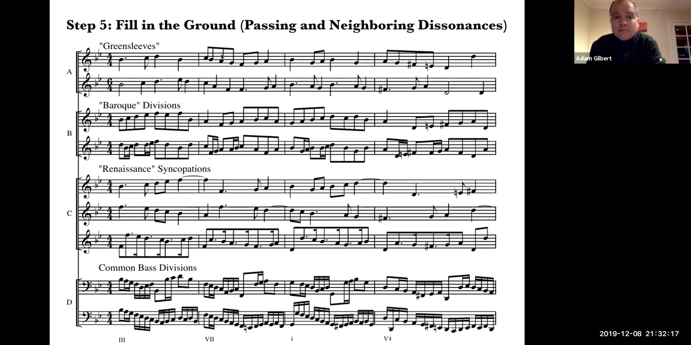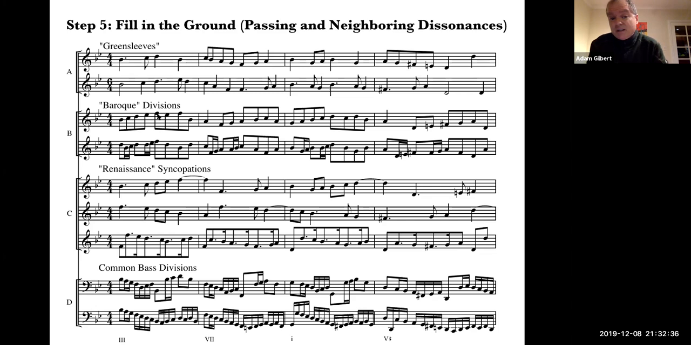If you look at the Baroque divisions I have in section B here, you see that little moment. It's a cool thing in Baroque music to look for the last note of the bar leading to the first note of the next bar. Always a cool little tip off of something.